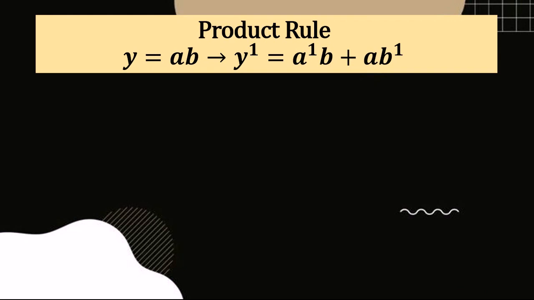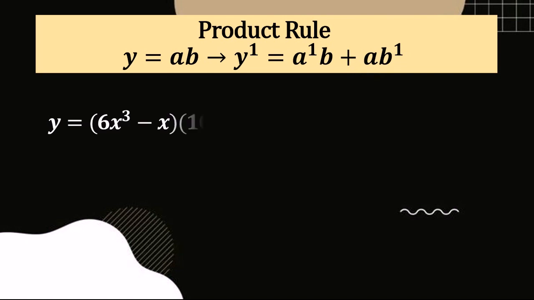The next rule is the product rule. If the two functions a and b are differentiable, or the derivative exists, then the product is differentiable. So the derivative of ab is the derivative of a times b plus a times the derivative of b.